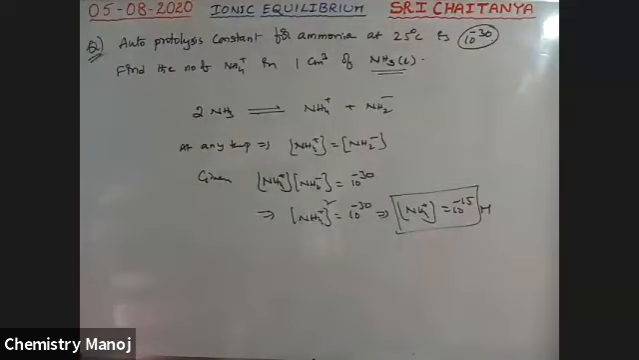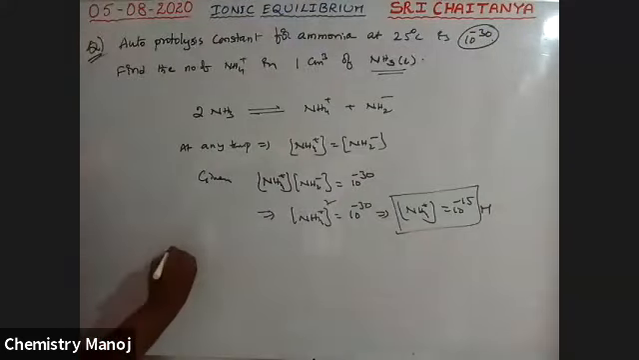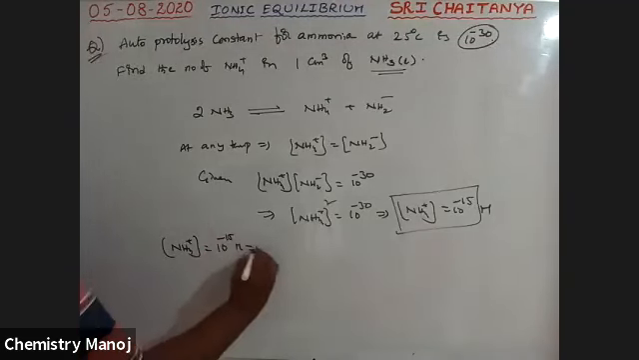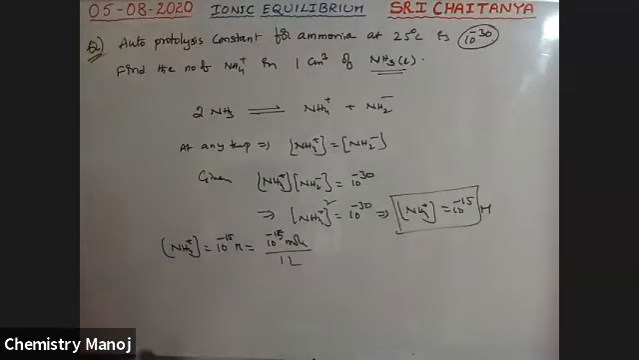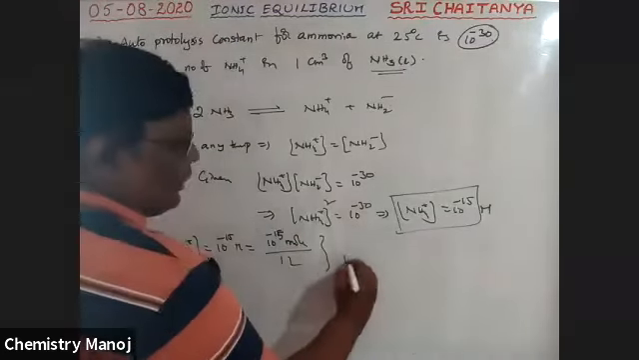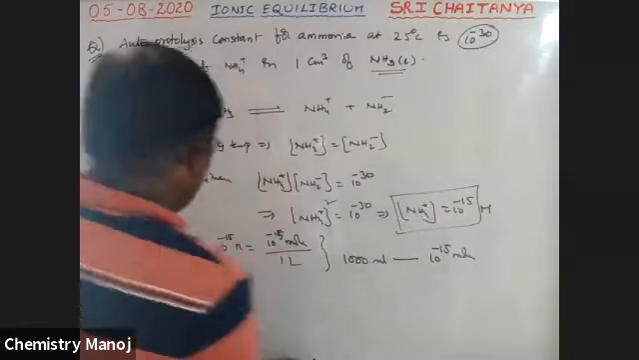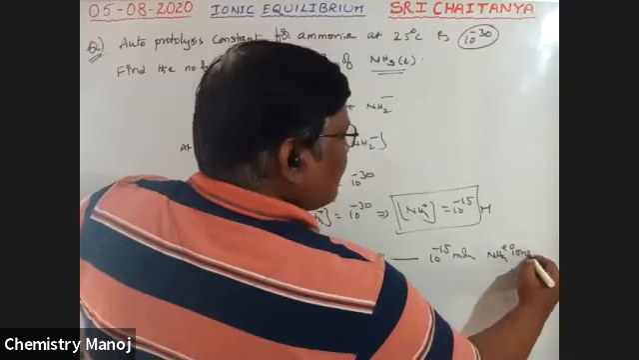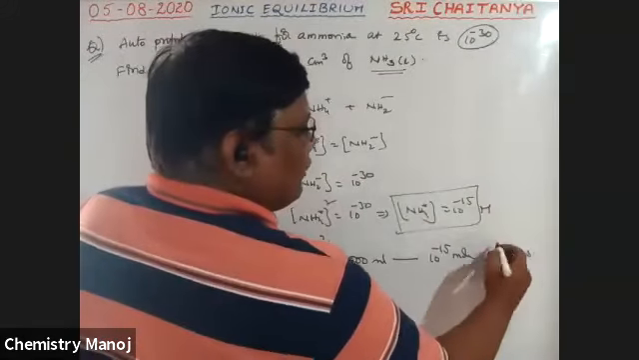What is molarity? That is the number of moles per liter. So see here, NH4+ ion concentration is equal to 10 power minus 15 M, which means 10 power minus 15 moles per 1 liter solution. Molarity is nothing but mole per liter. Therefore, 1000 ml contains 10 power minus 15 moles of NH4+ ion.